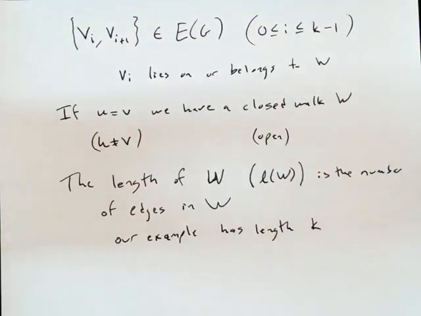Now, sometimes we don't even bother to write it as an ordered anything. We just write V0 to VK as a list.